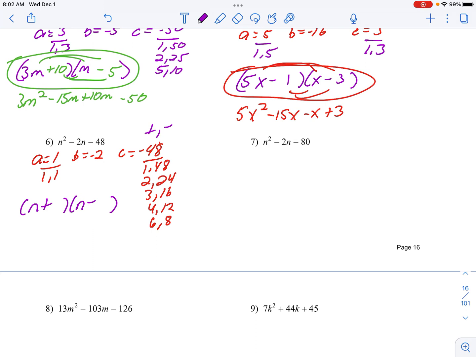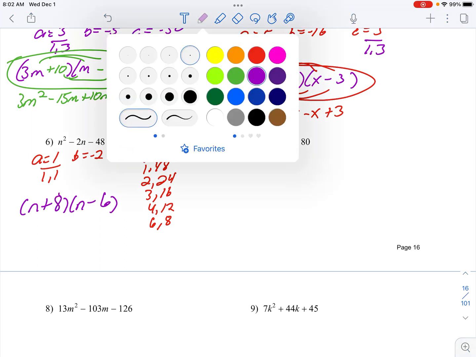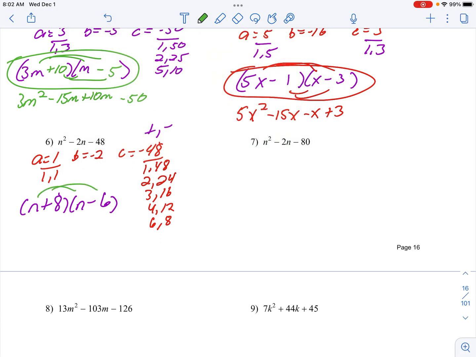Now, at this point, if you've been working through some things, you can keep trying 2 and 24, you can try 3 and 16, you can try 4 and 12. None of those are going to be working for you. Eventually, the pair that happens for you is the 6 and the 8. I'm going to try the 6 here and the 8 there, and then I'm going to go through and distribute as I always do to check my guess. 1n squared appears, minus 6n, then I distribute the 8. 8n minus 48. A and C is good.